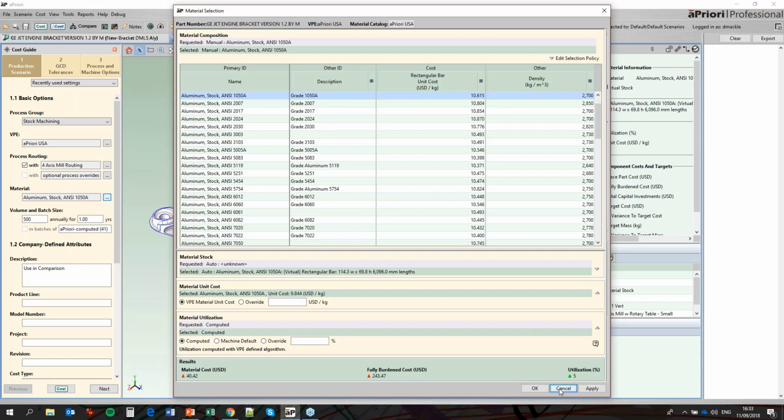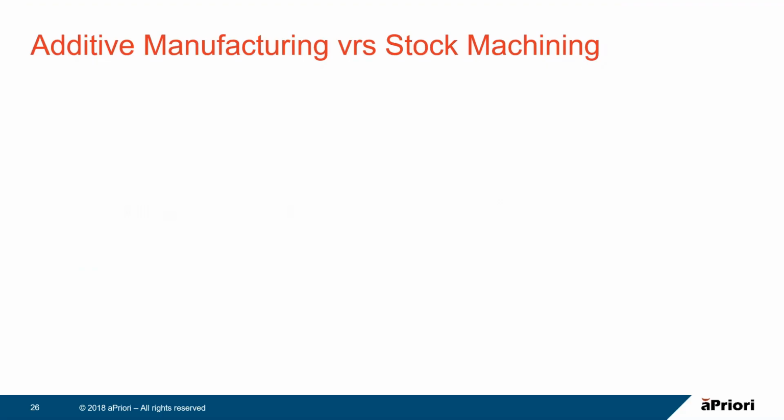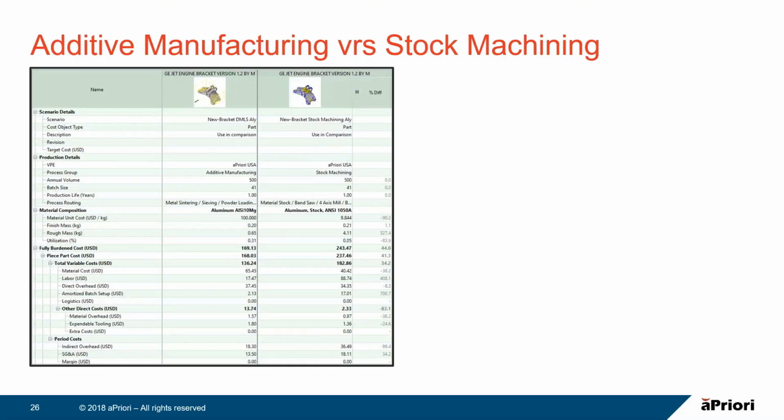And I'm going to just jump back into the PowerPoint again, just to show the comparison. So comparing the additive, aPriori can produce a cost comparison of additive manufacturing of this part and stock machining.